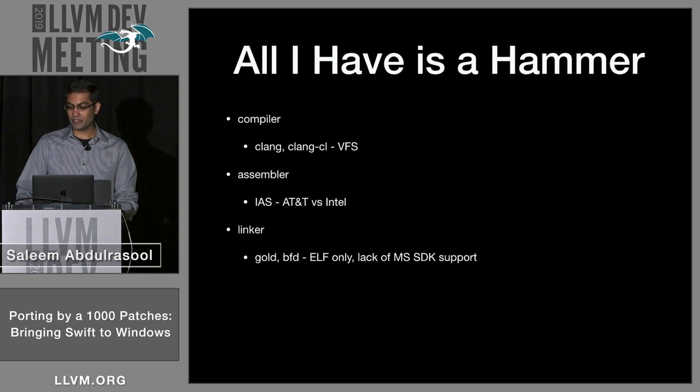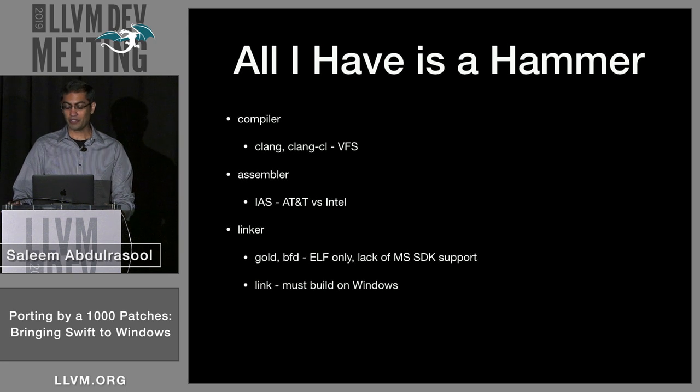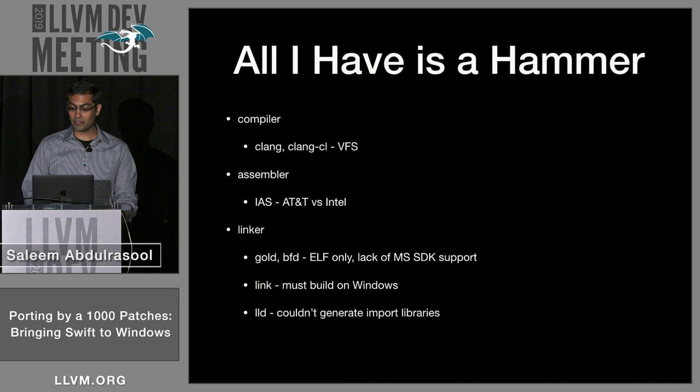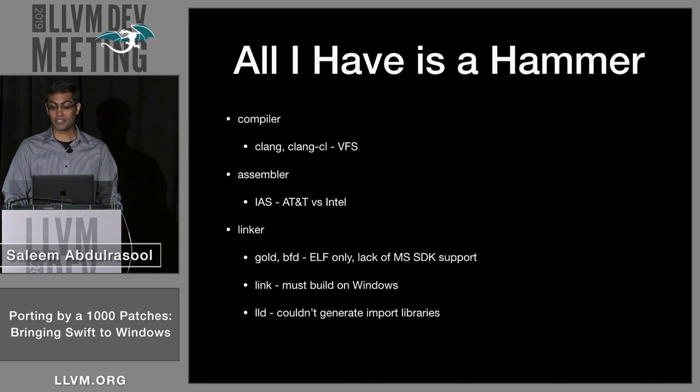The gold and BFD linkers, due to limited support for Microsoft's SDK and more advanced TLS features, were not immediately viable for this port. We could use link on Windows, but not on Linux when cross-compiling. LLD at the time worked well, but did not support ARM64. Additionally, it was unable to generate import libraries, which are required to perform dynamic linking. While there were other ways forward, I decided that the best way forward was to add the missing functionality to LLD, which would also improve the tooling in LLVM.